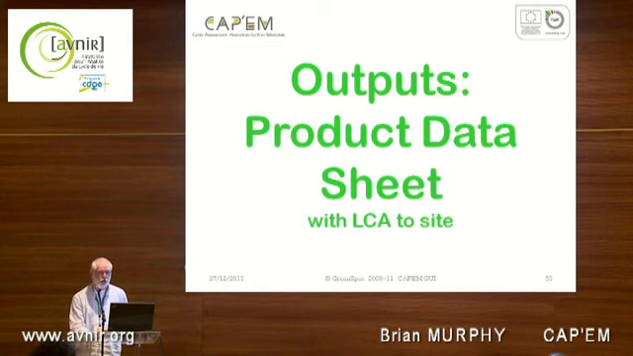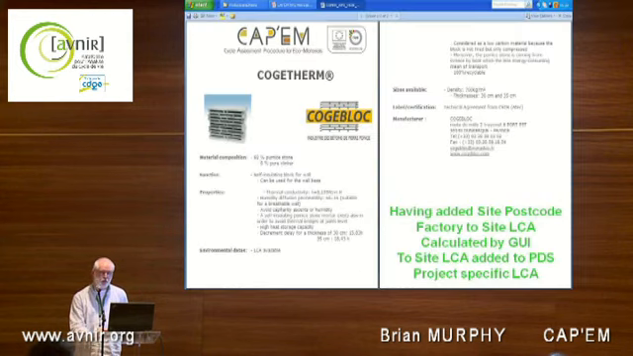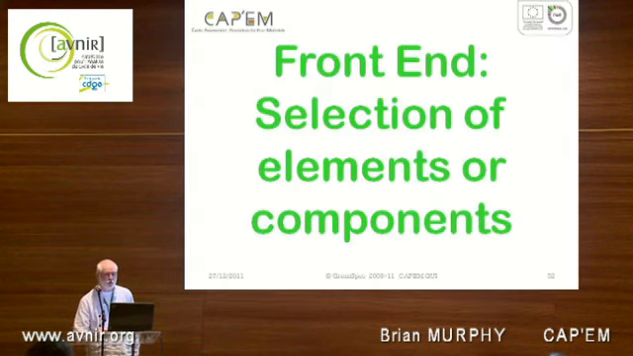outputs to the product data sheet. Having put your postcode in, then the product data sheet will automatically get the life cycle assessment embedded in it, and then it will come out as a PDF. So that's quite a nice little solution.